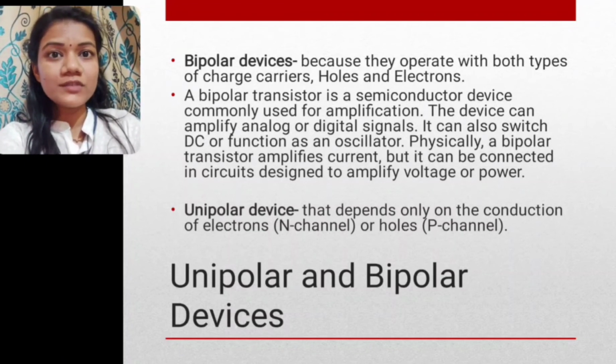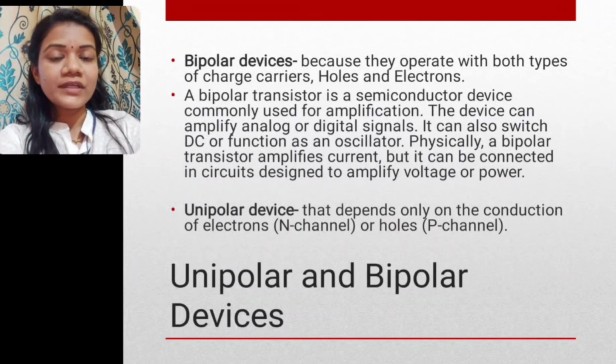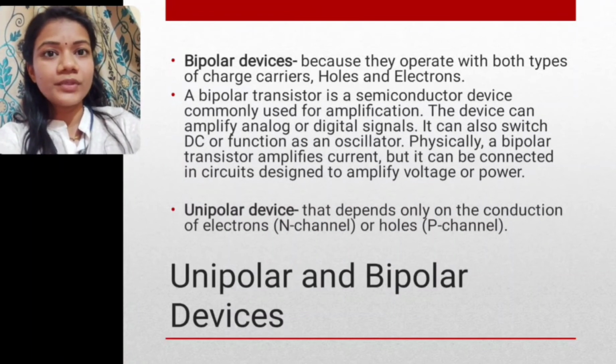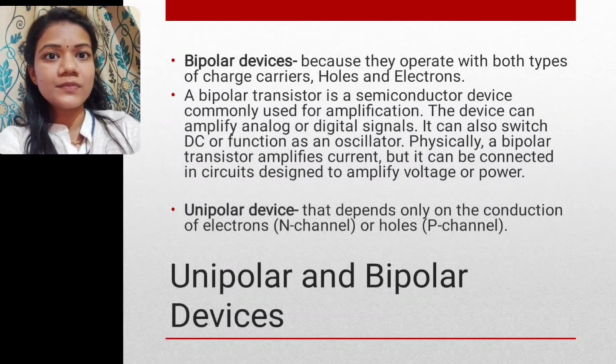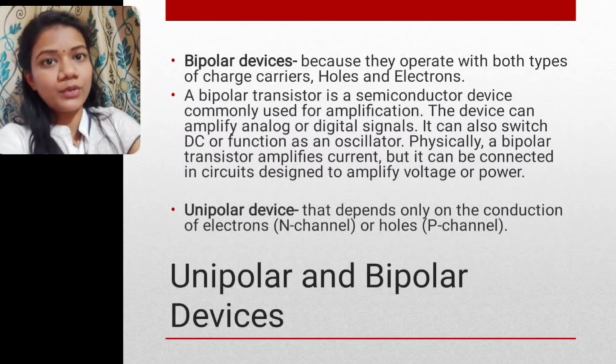Then, what is meant by a unipolar device? The device that operates because of only one type of charge carriers. That is, if an n channel device is there, then the conduction depends on electrons, or if a p channel device is there, then conduction depends on holes. So it's all about unipolar and bipolar.